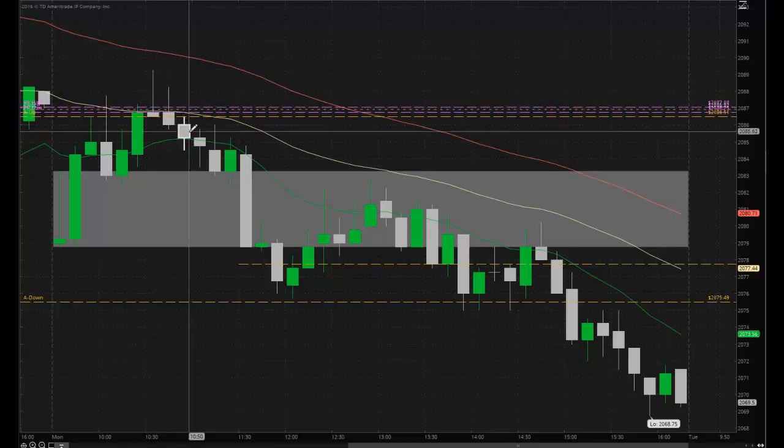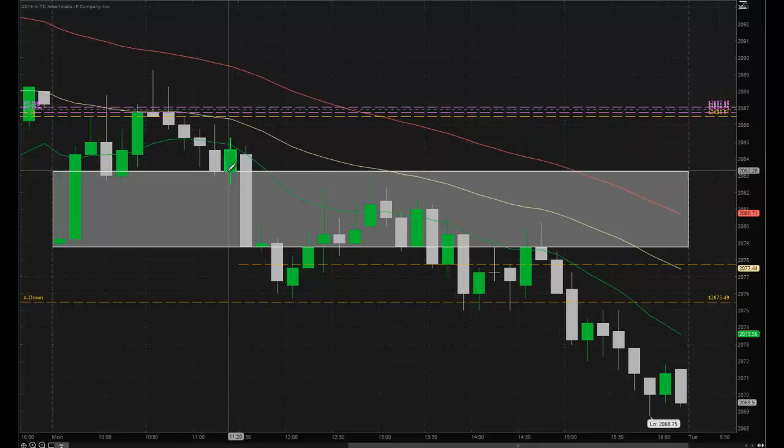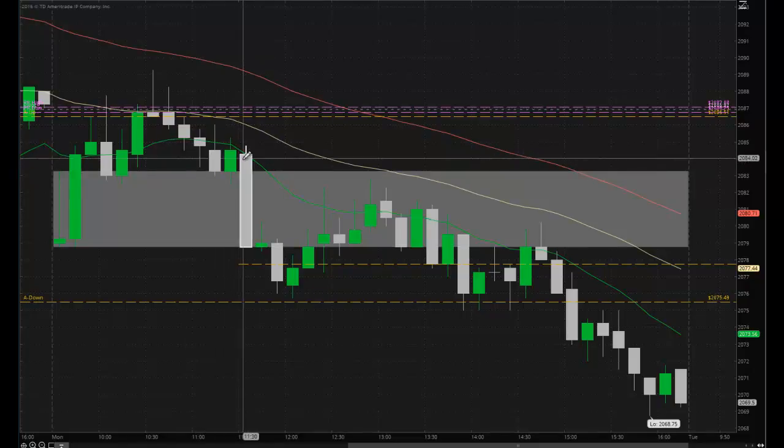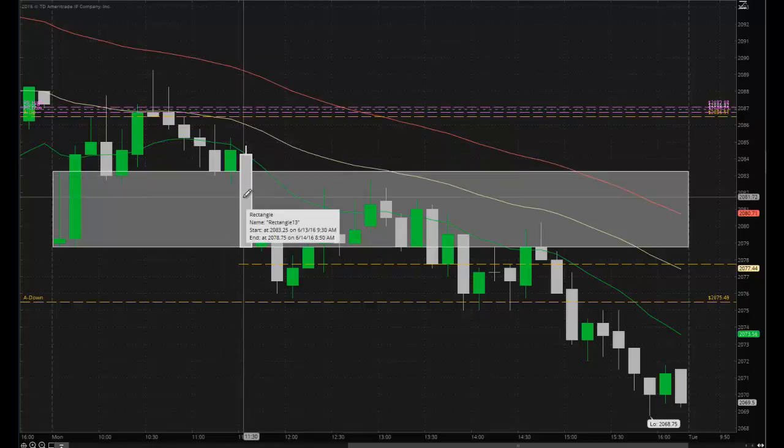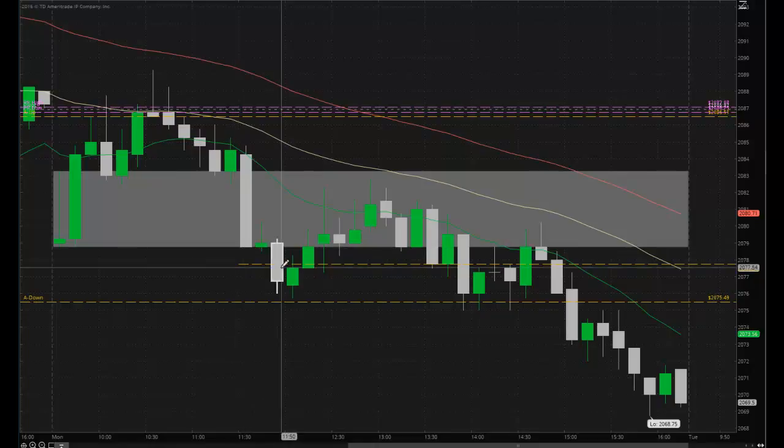And then this made a nice move back down again, found support at the top of the opening range again, just for a little while, and then it failed and got back into the opening range and pushed all the way down to the other end of the opening range. Now, when it gets down here to this yellow line, that represents the C point down, okay?